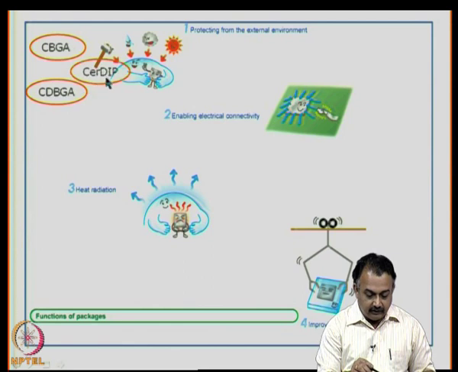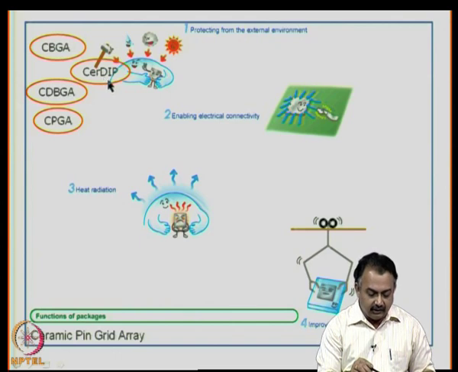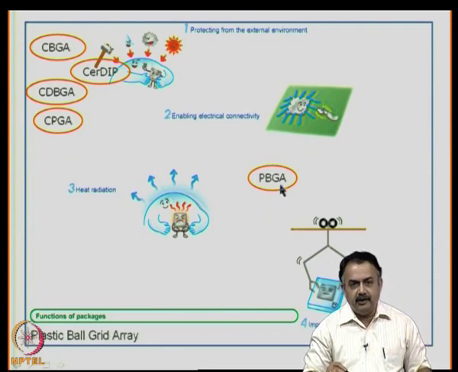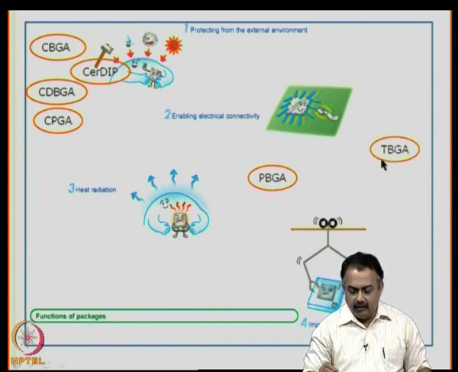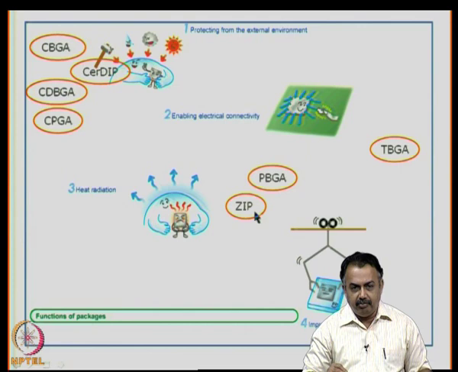The third one that we are going to see is a CerDIP. CerDIP means ceramic dual inline package. Then we have CPGA, which is known as ceramic pin grid array. Then we have PBGA, which is known as plastic ball grid array. Then we have TBGA, which is known as tape ball grid array. ZIP, zigzag inline package.